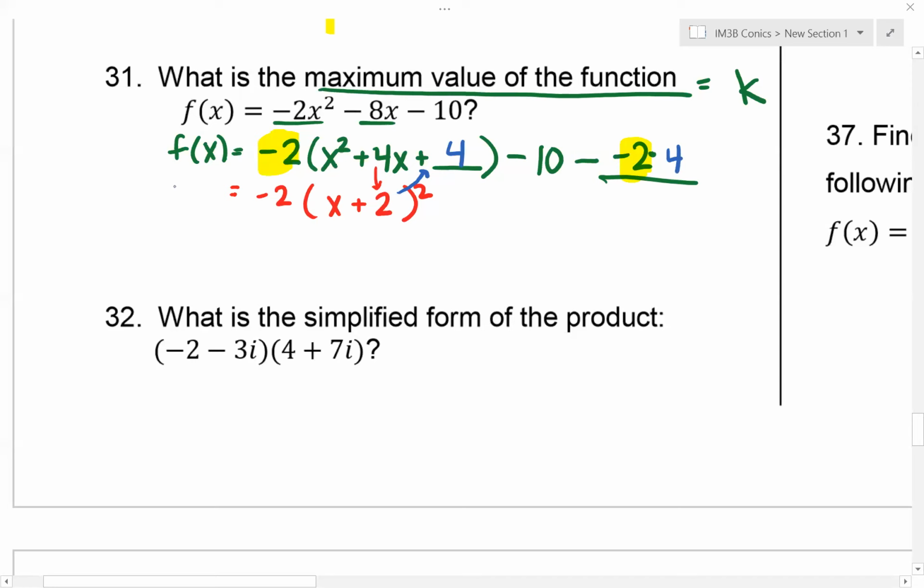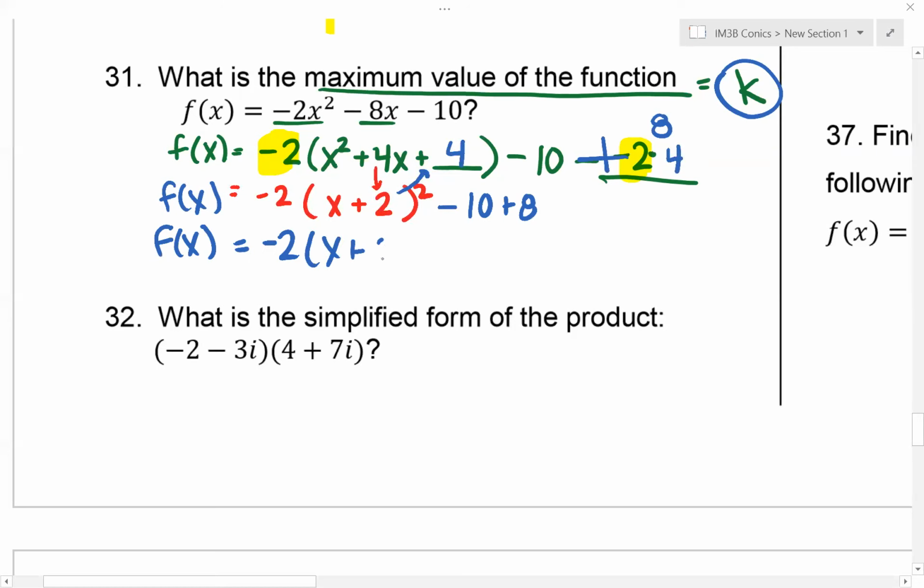So we have f of x is equal to -2 times x plus 2 squared. We're only concerned about k right now, since we know what h is. And then -10, and that's going to turn into plus, because I have minus a negative, and then 2 times 4 is 8. So I have -10 plus 8, which means f of x is equal to -2 times x plus 2 squared minus 2. So this value is my k, so my maximum value is equal to -2.